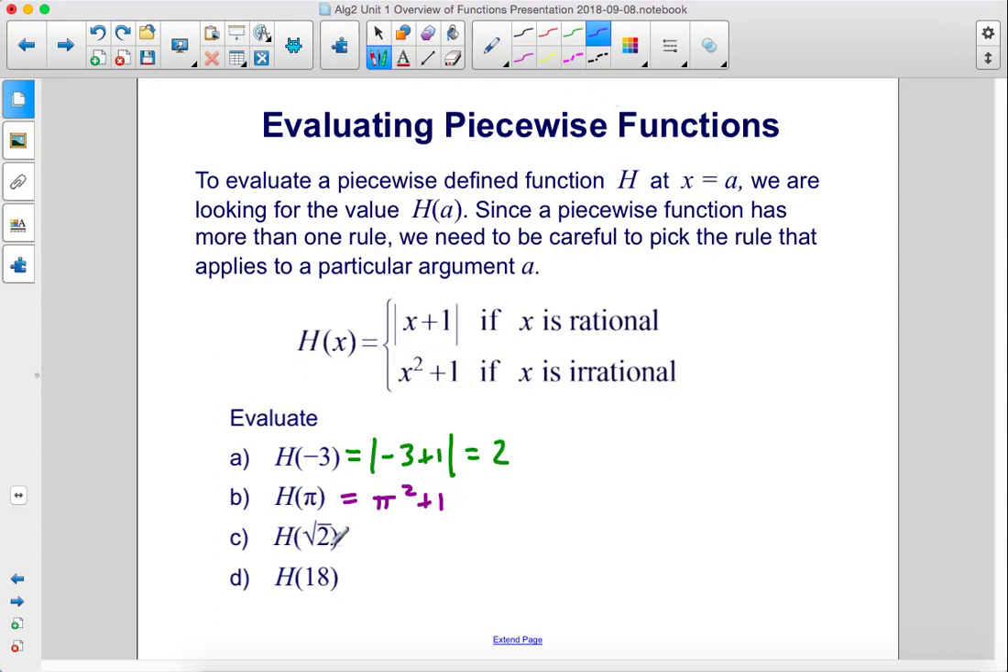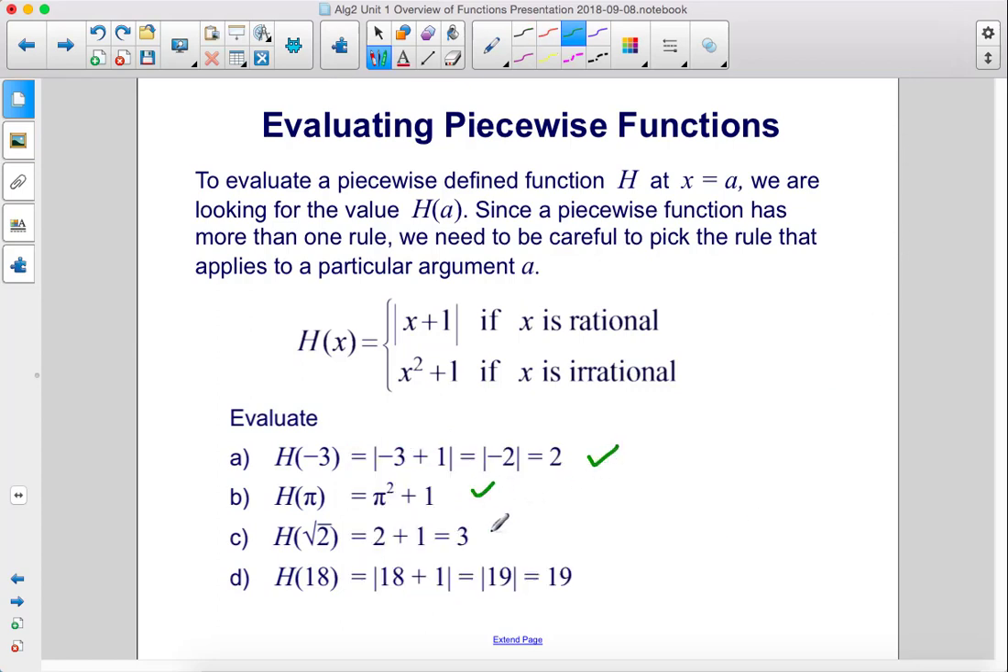H of the square root of 2. Square root of 2 is also irrational. So that becomes the square root of 2 squared plus 1. That is 2 plus 1, which is 3. H of 18. 18 is rational. So that's the absolute value of 18 plus 1, which is 19. All of our answers are correct.